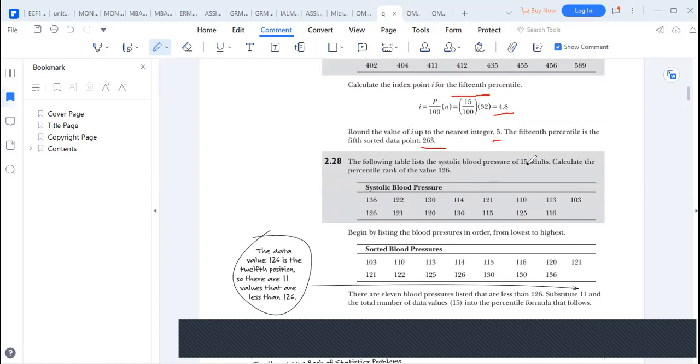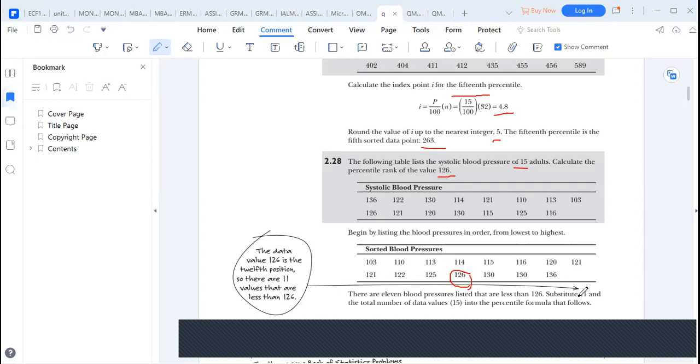So in this case, we have 15 adults, and we are asked to calculate the percentile rank of 126. Now, this is interesting. It came in the exam. So you identify, after sorting them out, where is the 126? The 126, you manually count them. 126 is here. So the data value of 126 is in the 12th position. So 12th position, and we have how many? There are 11 values that are less than 126, if this is the 12th position.